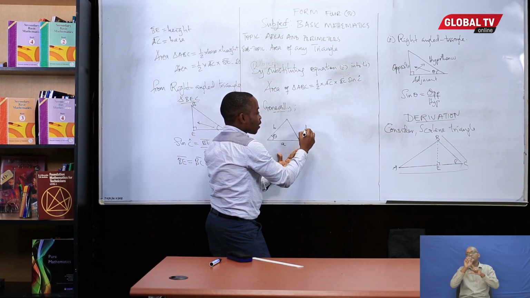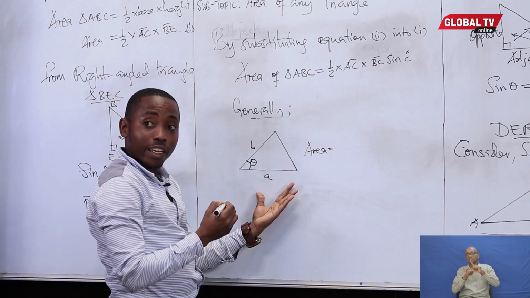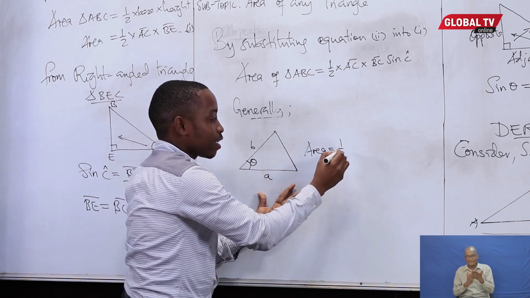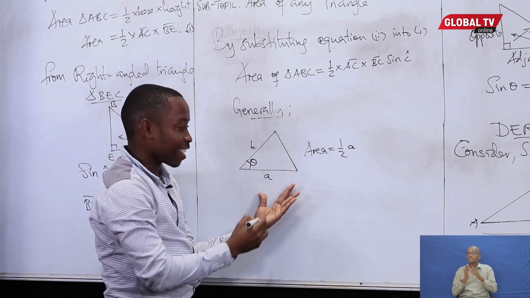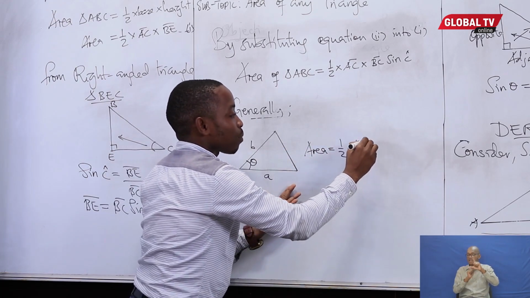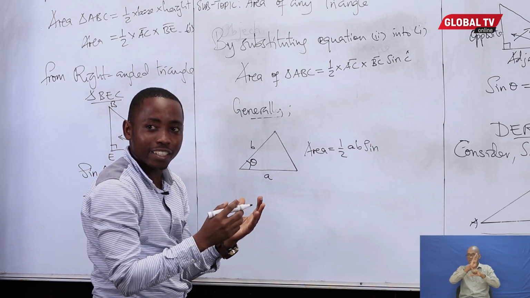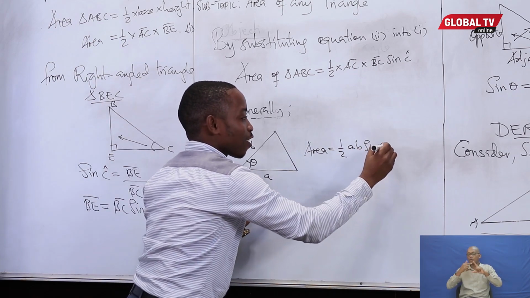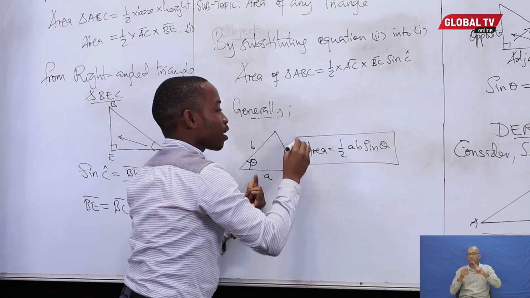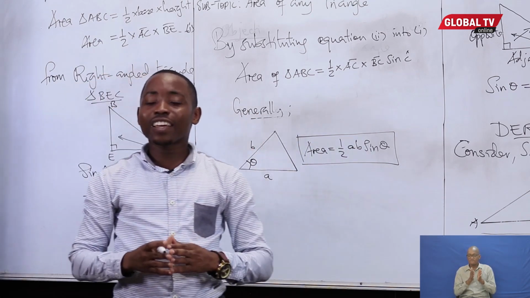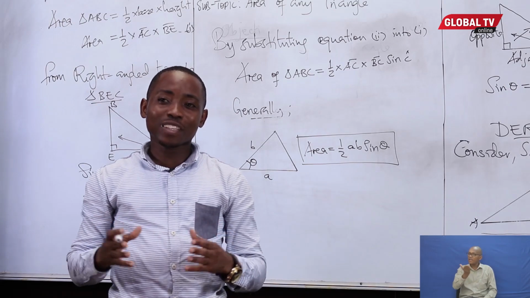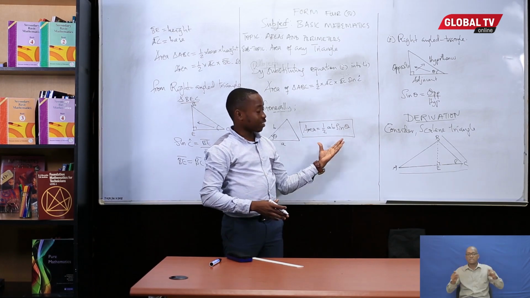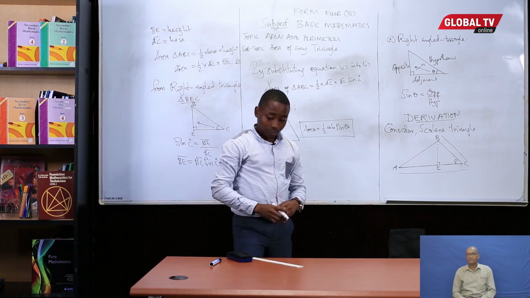Therefore, if we need to know the area for this triangle, we need to take a half multiplied by the first side, which is side A, multiplied by the second side, which is side B. Then we multiply by sine of the angle between the two sides. Which is angle? Very nice. It is angle theta. So here we just write angle theta. This is our general formula to find the area of any triangle, whether it is isosceles, equilateral, scalene, and whatever. If you need to find the area, you use this formula.